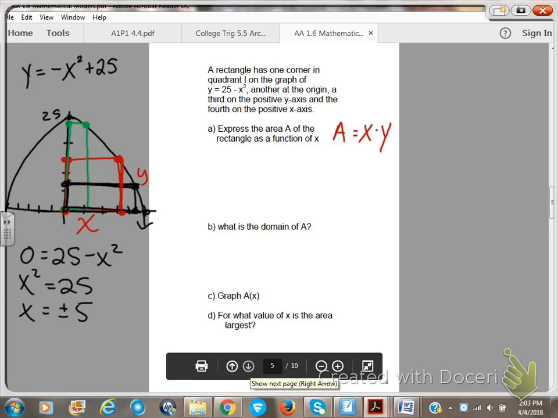That's your answer. It is not. Why not? Why can't we just be done with it at this point? Good. It needs to be a function of x, which means what's the only variable we want? If x is the only variable we want, what do we need to get rid of? The y. Is there anything up here that gives us something else to plug in for y? Good. Okay. This 25 minus x squared, that's what we will replace our y with. So we'll write A equals x, open parentheses, 25 minus x squared.